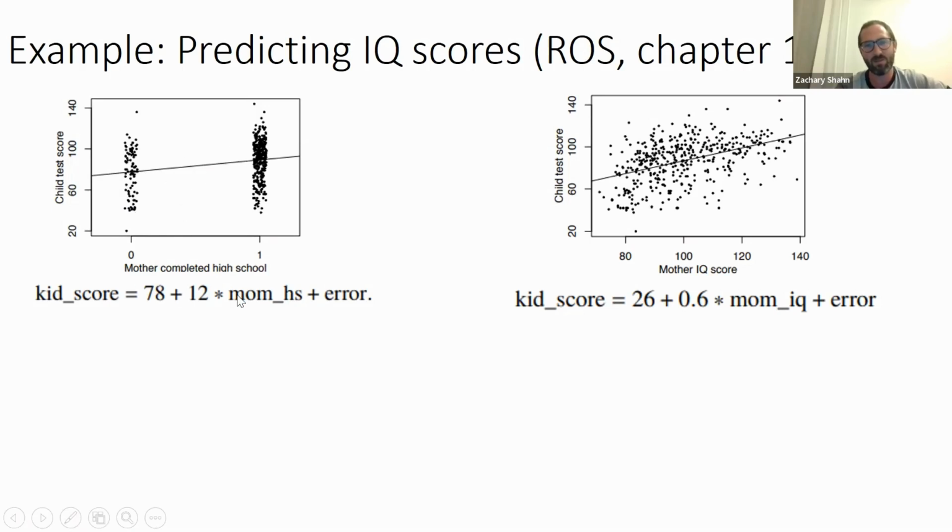So the first one is a binary variable, and you can fit a linear regression to a binary variable, as we've seen. Here's the simple linear regression, just looking at the relationship between whether the mother completed high school and the child's test score. And so the interpretation is that if you compare two kids, one whose mother completed high school and the other who didn't, in expectation, the one with the mother who completed high school would score 12 points higher on the test.